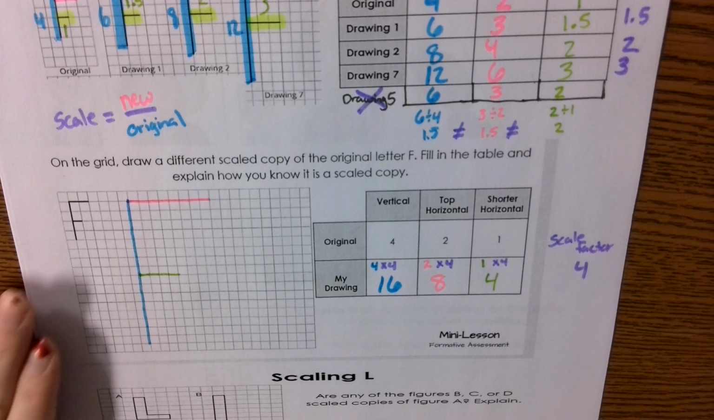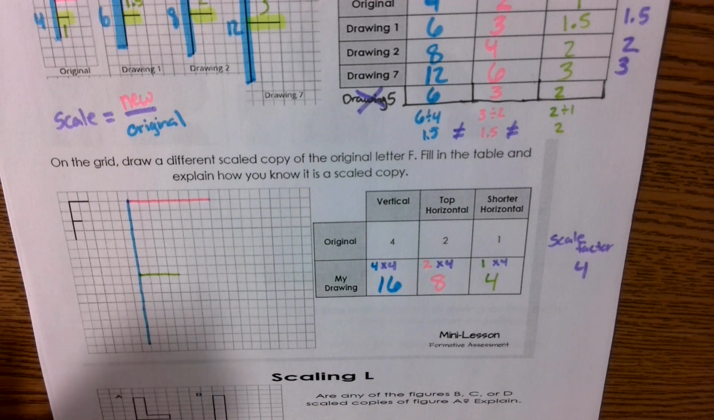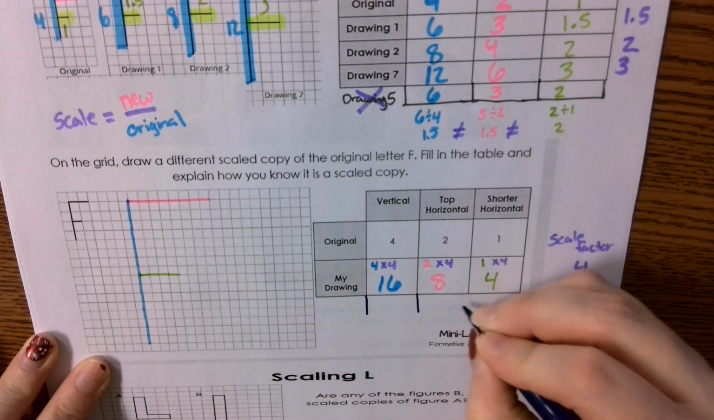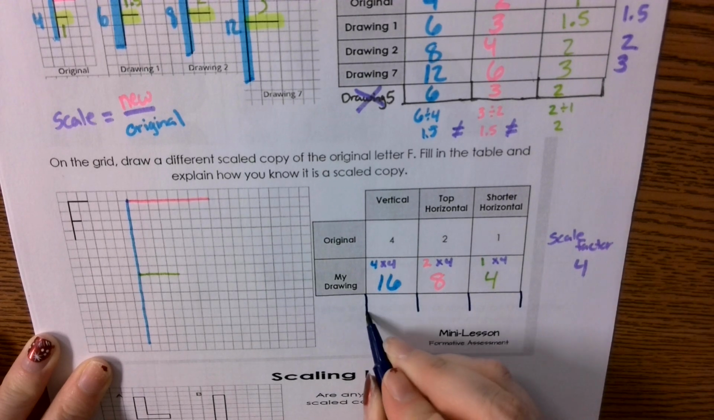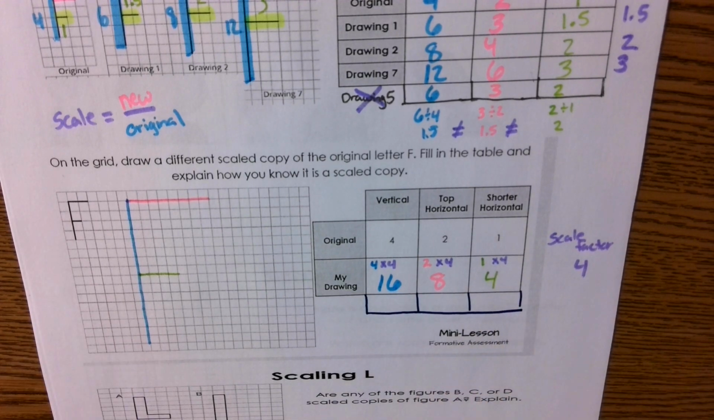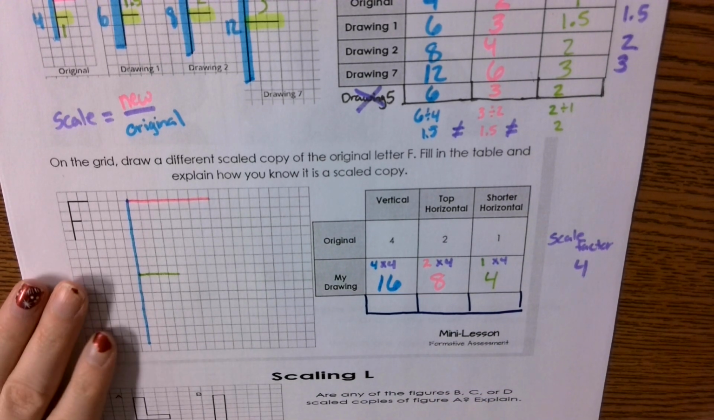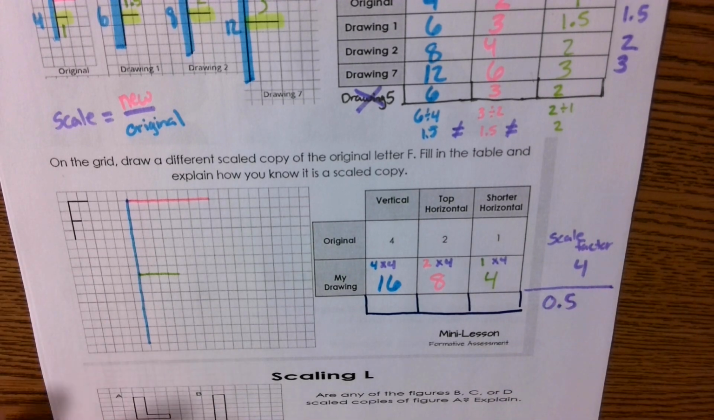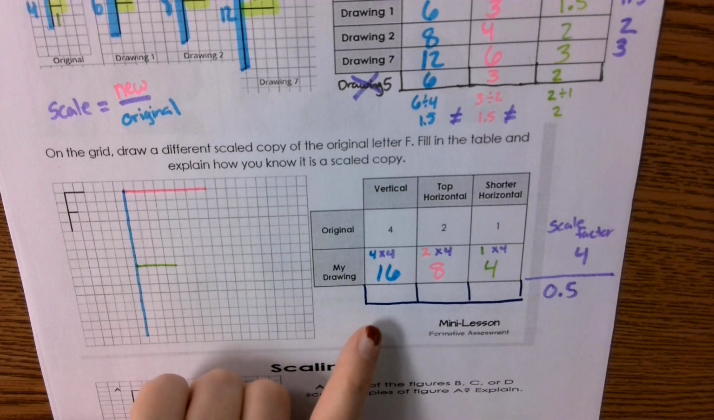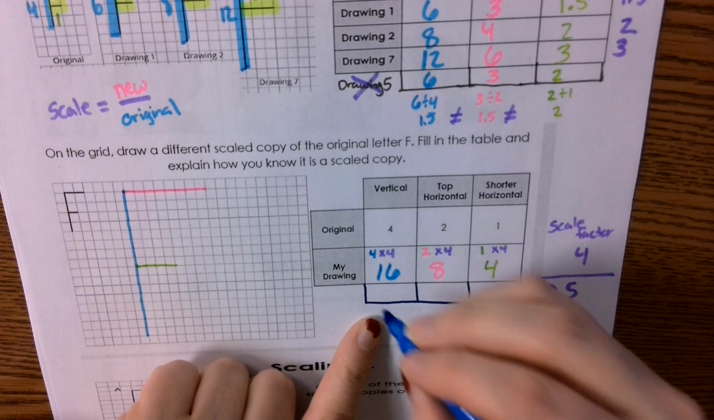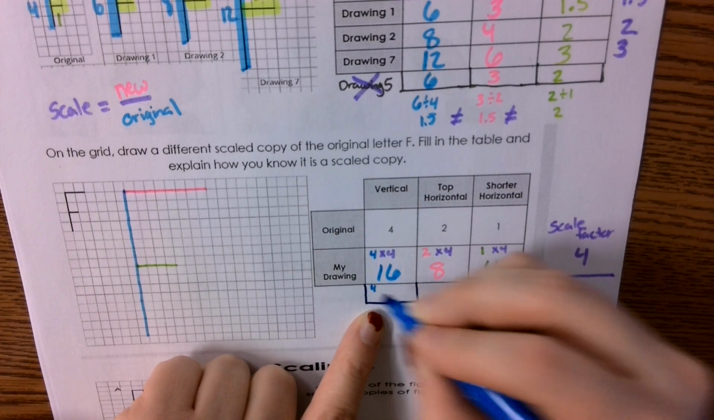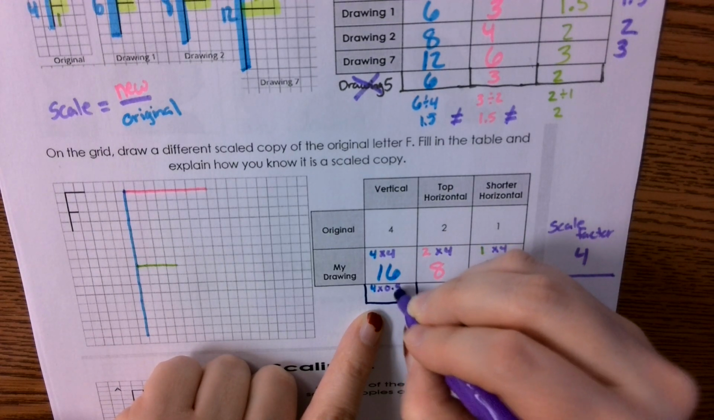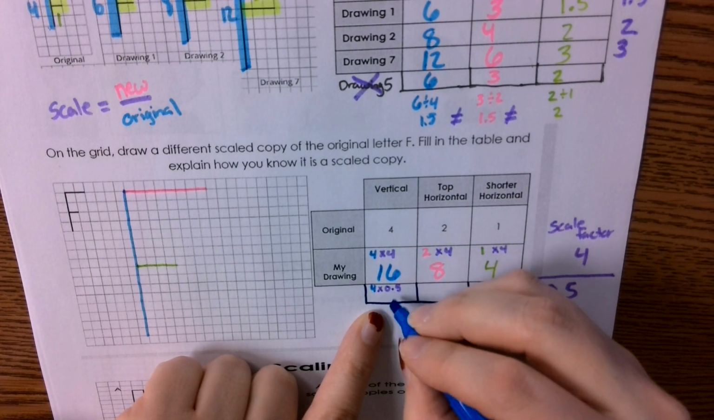So let's do another one. We're going to create one that has a scale factor that is less than 1. So let's go with 0.5. We're going to go with a scale factor of 0.5. So if I were to multiply each of these by 0.5, that means I'm going to take the original 4, and I'm going to multiply it by 0.5. Then that's going to give me a value of 2.